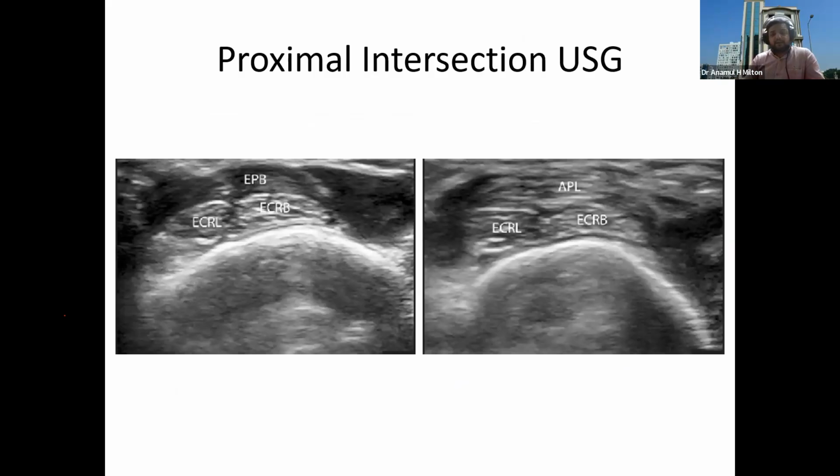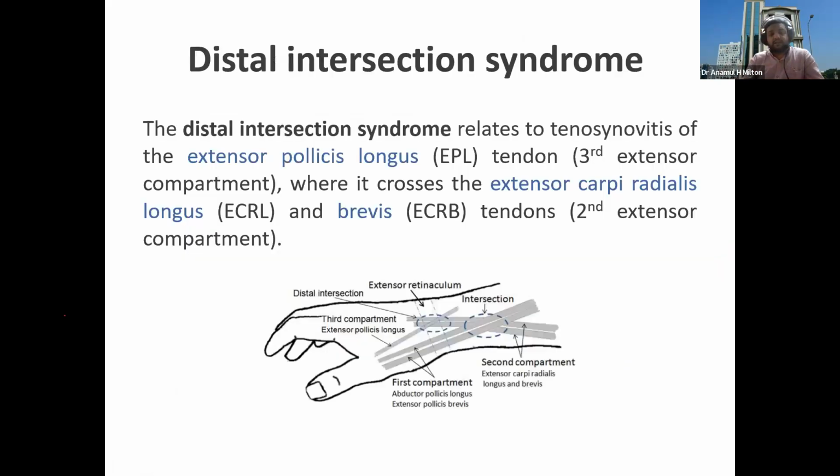So here we can see the proximal intersection. So this is the APL, and under it is the second compartment; this is the first compartment. So the second compartment lies below, and the first compartment lies over the second compartment, and it crosses just a few centimeters above the wrist joint. Okay. So now the distal intersection syndrome.